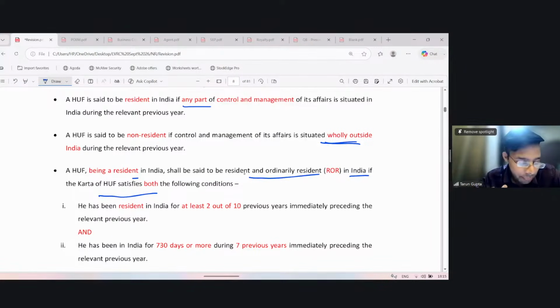It's the same as we discussed: that Karta has been resident in India for at least 2 out of the last 10 preceding years, and he has been in India for 730 days or more during the 7 years immediately preceding the relevant previous year. If Karta satisfies both these conditions, then the HUF shall be ROR. If Karta fails to satisfy one or both of these conditions, then the HUF shall be RNOR. Right?